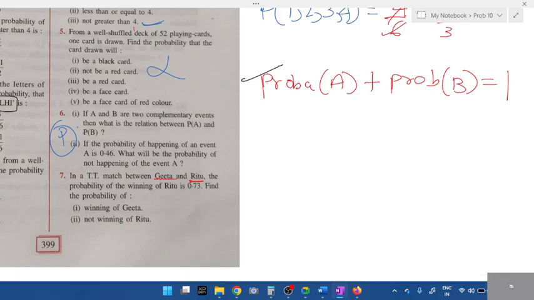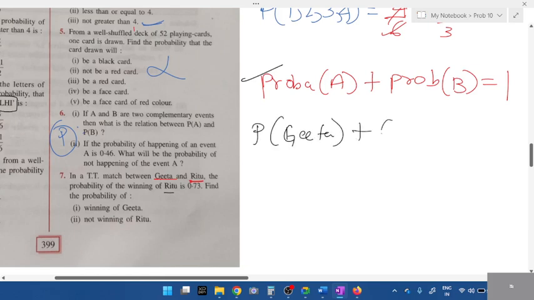It's a different concept, but in the syllabus you don't have to memorize anything. Just go through this formula. Look here. In a TT match between Geeta and Ritu, the probability of winning of Ritu is given. When there are two people and probability is asked, probability of Geeta plus probability of Ritu should be equal to 1. In that, whose value is given here? All of you respond.